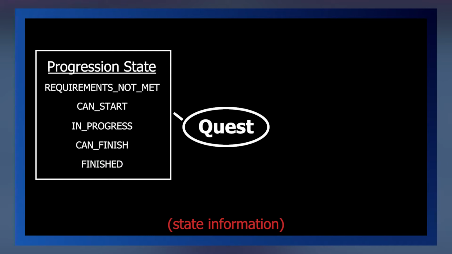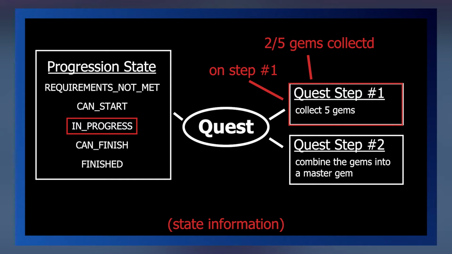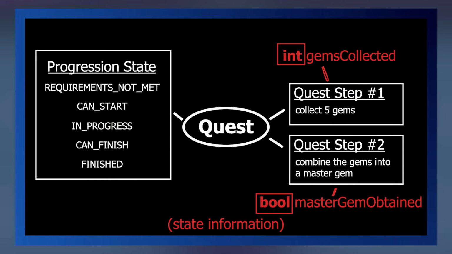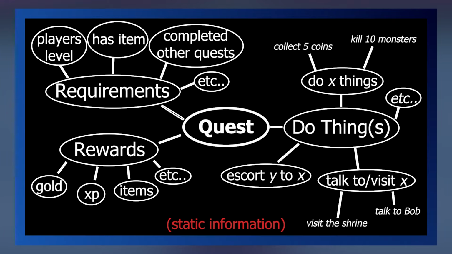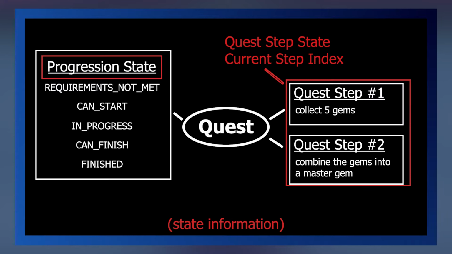Then, on top of that, if the quest is in progress, we also have to keep track of which quest step we're on and the variable state within that step, which is especially tricky for persisting the quest state because each step might have different data types that we need to keep track of. We'll talk more about that specifically towards the end of this video, but for now, let's come up with a design that'll work for both storing all of this static information as well as keeping track of this state information.